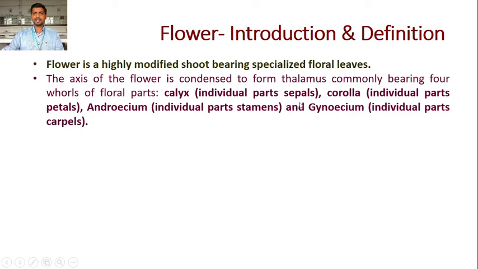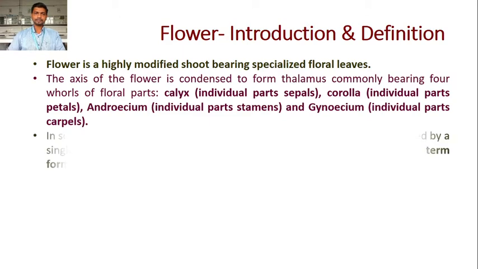Calyx, individual part is sepal. Corolla, individual part is petal. Androecium, individual part stamen. Gynoecium, individual part carpel. So these 4 floral whorls named calyx, corolla, androecium and gynoecium are formed on the thalamus. The individual members of these are sepals, petals, stamens and carpels.